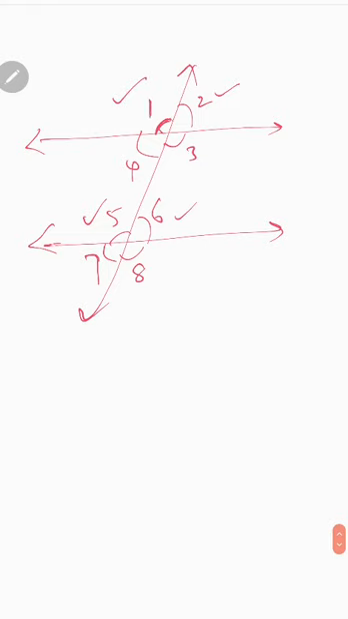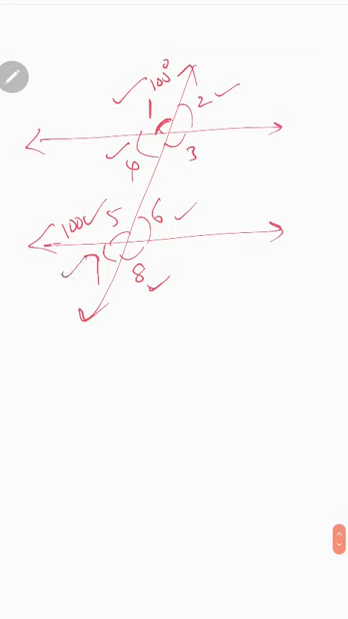That means if angle 1 is 100 degrees, then what is angle 5? Angle 5 is also 100 degrees. Corresponding angles are equal. So if angle 3 is 100 degrees, this is also 100 degrees, angle 8 also 100 degrees. Angle 4 is some 80 degrees, angle 7 also 80 degrees.